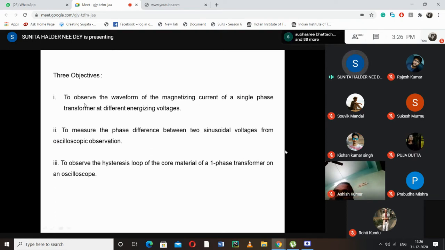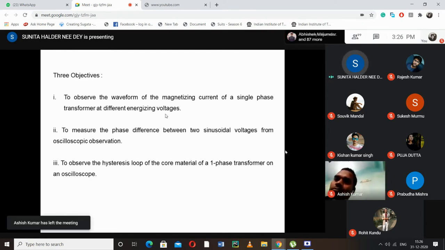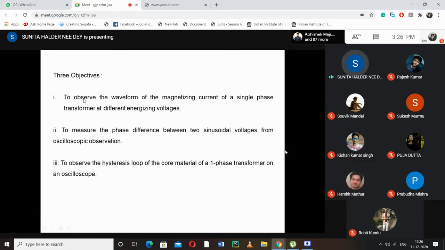First is to observe the magnetizing current waveform of a single phase transformer at different energizing voltage. When the transformer is at no load, we can give different energizing voltages and we can see the magnetizing current. Magnetizing current is the current which produces flux in the transformer core, and due to that the voltage is induced in the secondary. So we shall observe, and if it is in the laboratory, we shall trace the magnetizing current waveform.